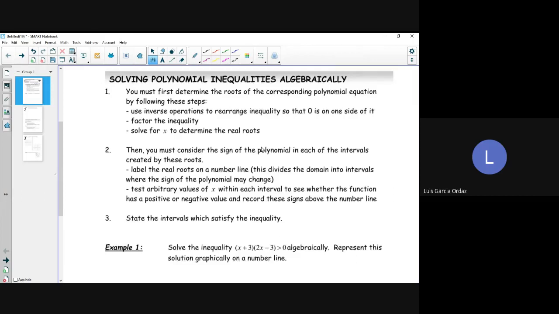Okay? So we're going to use the inverse operations to rearrange the inequality so that 0 is on one side of it. We're going to factor the inequality and then solve for the x's to determine the real roots. We must consider the sign of the polynomial in each of the intervals created by these roots. We can either label the roots on a number line, or what I like to do is create a sign chart.